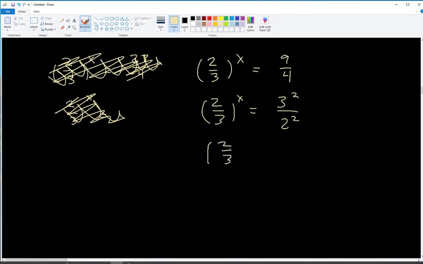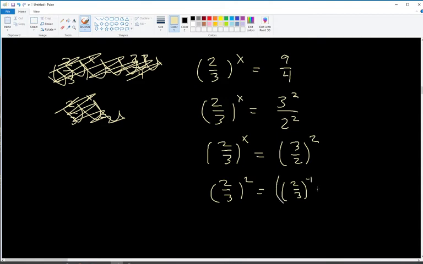So the ones in your homework will be set up to work like this. We say, well, we got 3 squared over 2 squared, which we could say is 3 halves squared. And I got a 2/3 here and a 3 halves there. So I need to flip the fraction 3 halves over. To flip the 3 halves fraction over, I can raise it to the negative first power. So I get 2/3 to the negative first squared.